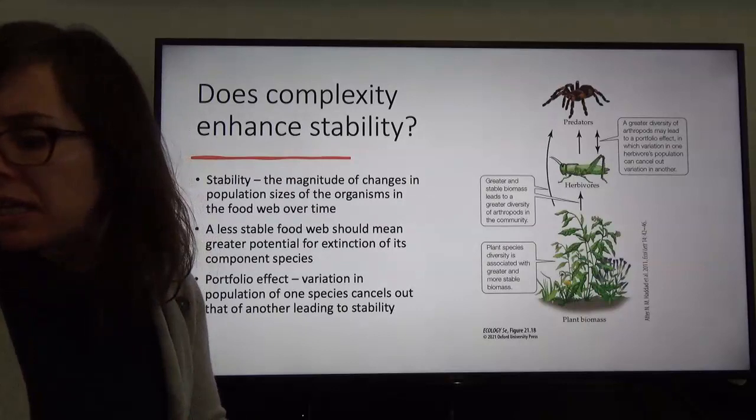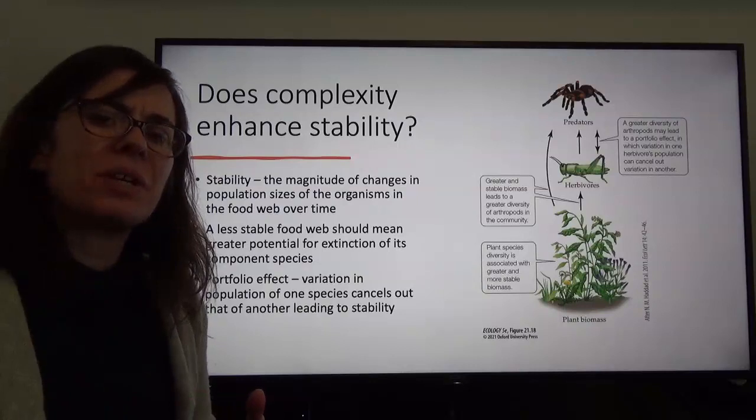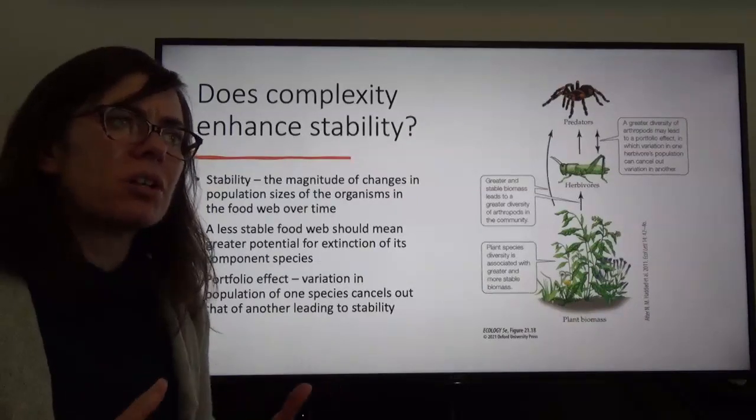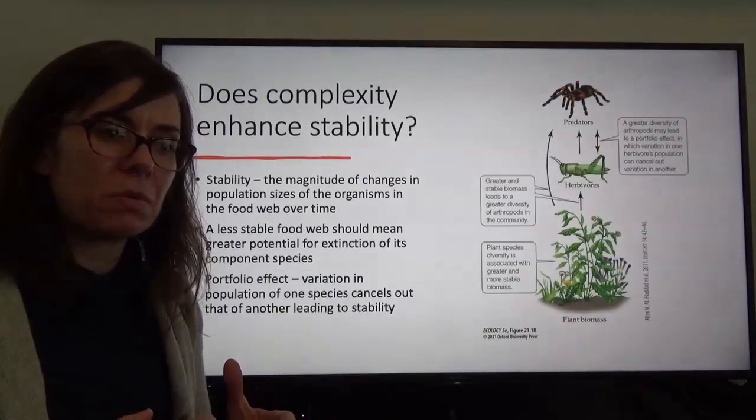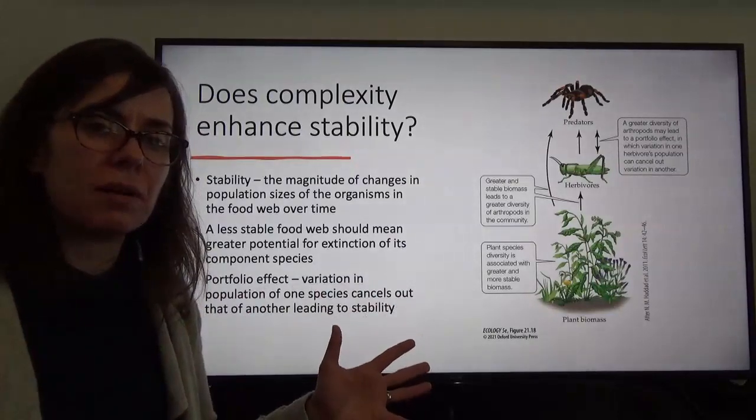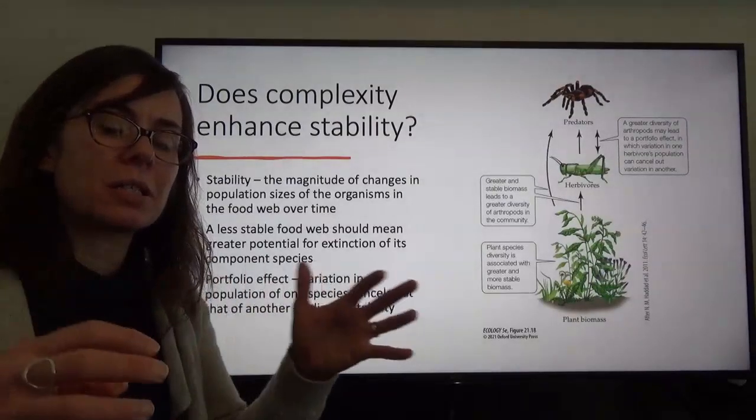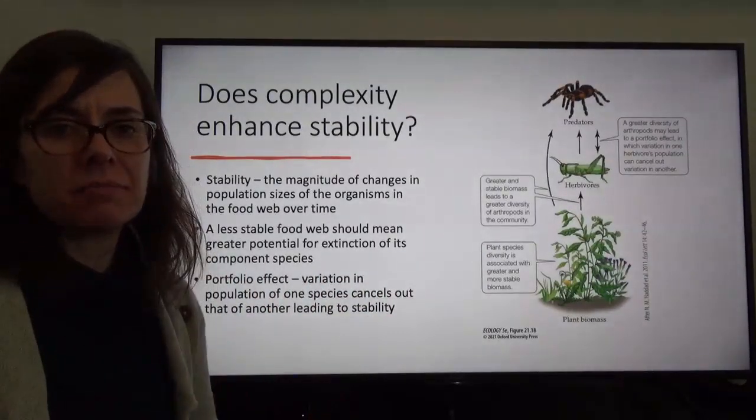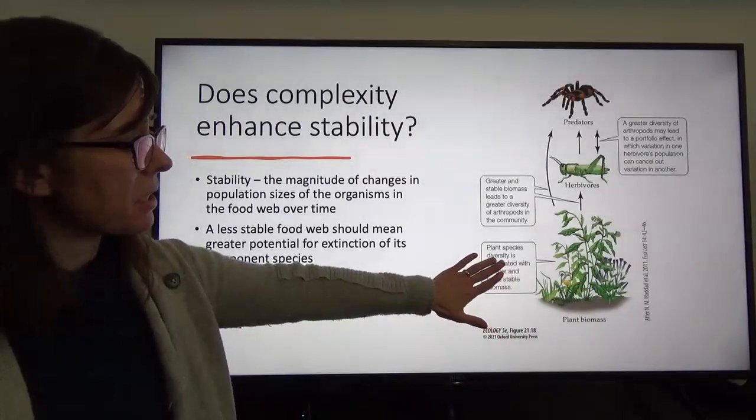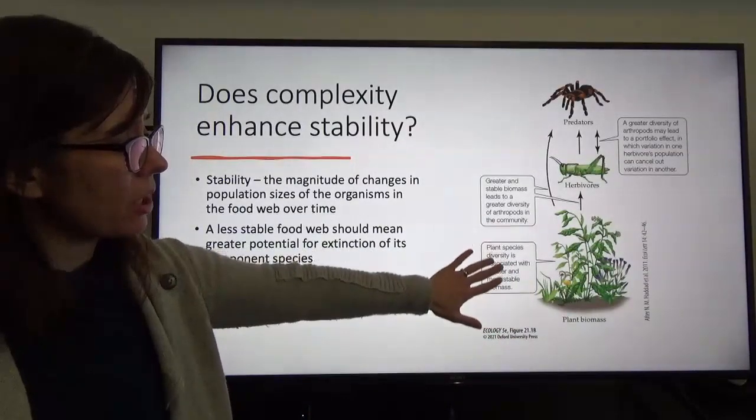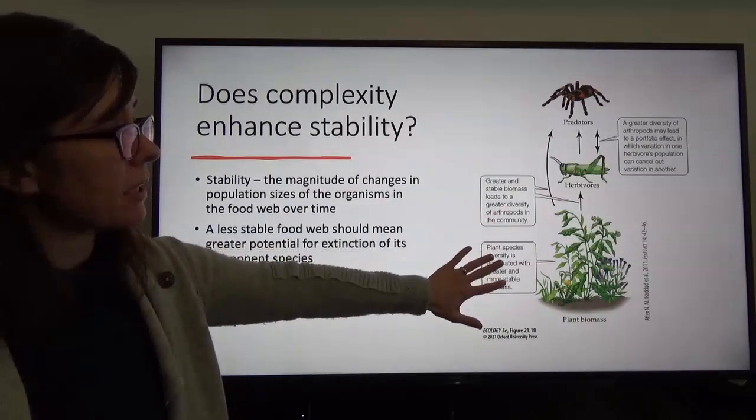Some modeling work done suggested that there was kind of mixed support for this. In some early modeling studies, it pointed toward the fact that even though there were more connections, and maybe those connections were weaker because of these many more interactions in the food web, the loss of one species could kind of propagate through the food web in unexpected ways and lead to reduced stability. But certainly some studies have found that where you have greater complexity in certain parts of the food web, it can lead to stability.